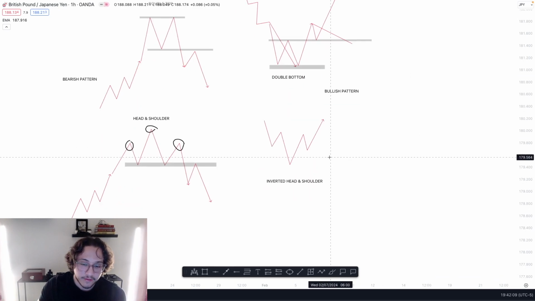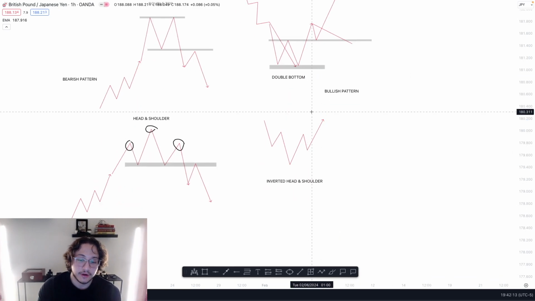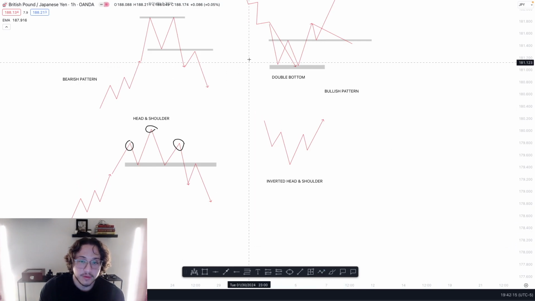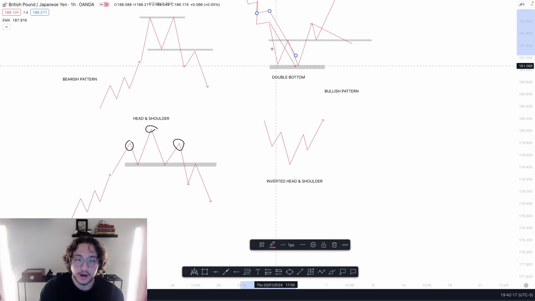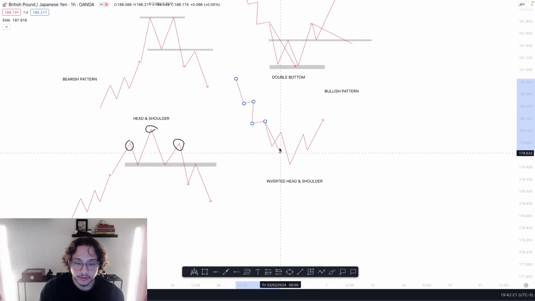Now the other one that we have is the inverted head and shoulders. This inverted head and shoulders is my personal favorite pattern to trade, right? So same story, you're coming from creating these lower lows and lower highs. Let me just put this right over here for you guys. Let me make this smaller. All right, so we're coming from creating these lower lows and lower highs.